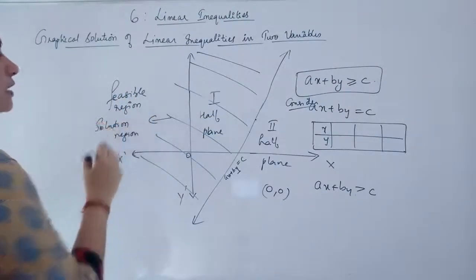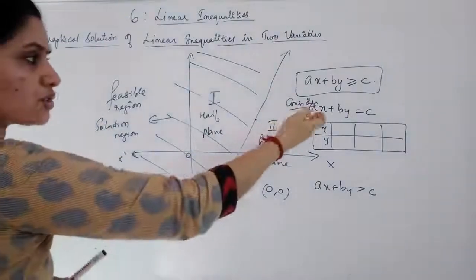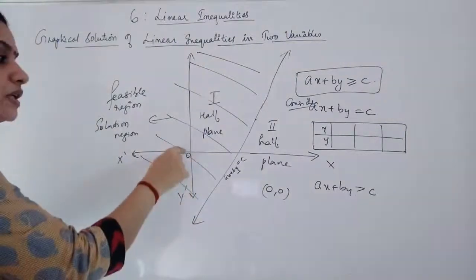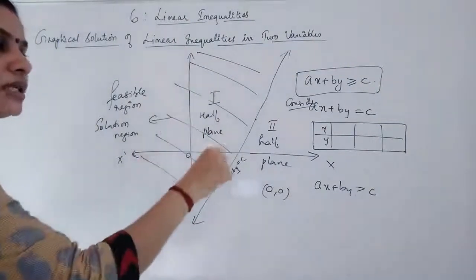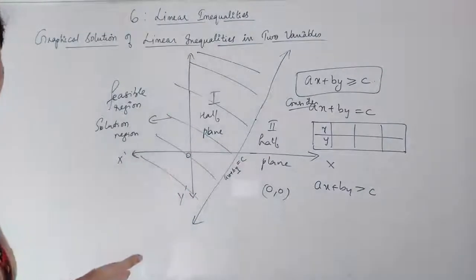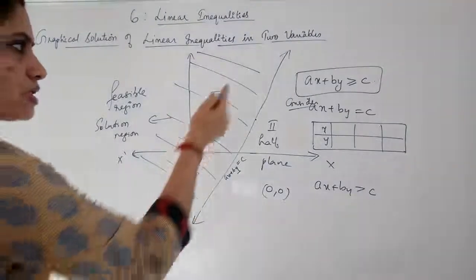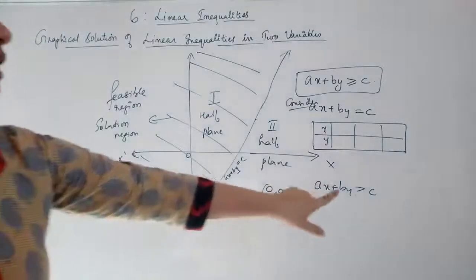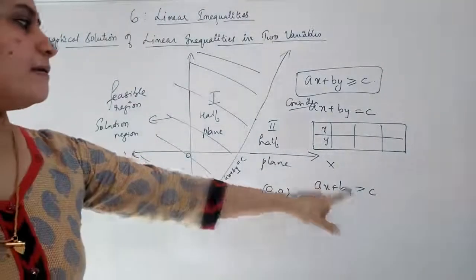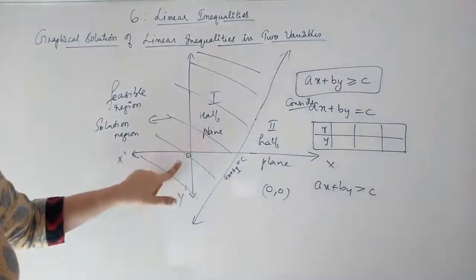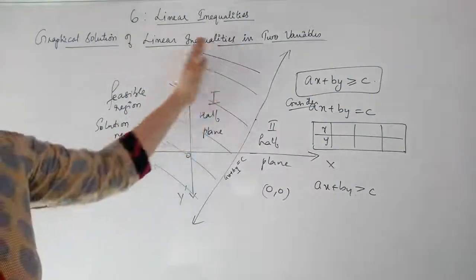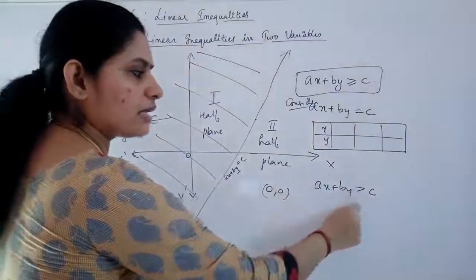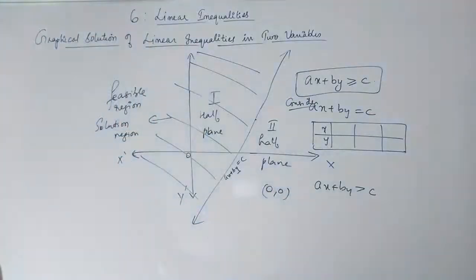Understood? If the line which you have taken as equality is not passing through 0, 0, because if it is passing through 0, 0 and you replace it, it will satisfy because it is on the line. Understood? That's why I said that if it is not passing through 0, 0, you have to just check for 0, 0, and if the inequality is satisfied, the region which contains the point 0, 0 will be your solution region.